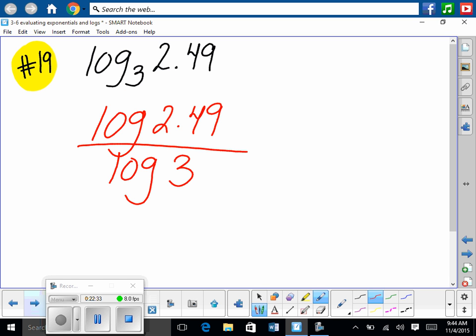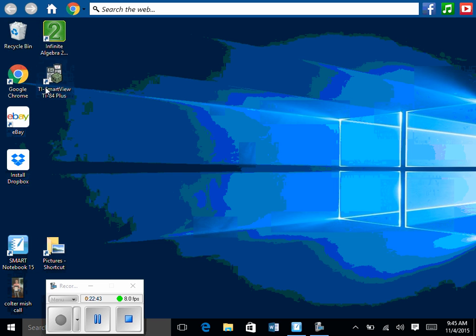That's base 10. I'm telling you it's base 10, but it goes without being said that it's base 10. So now you'll use your calculator. So I'm going to pull mine up. So you go like this. You just type it in.